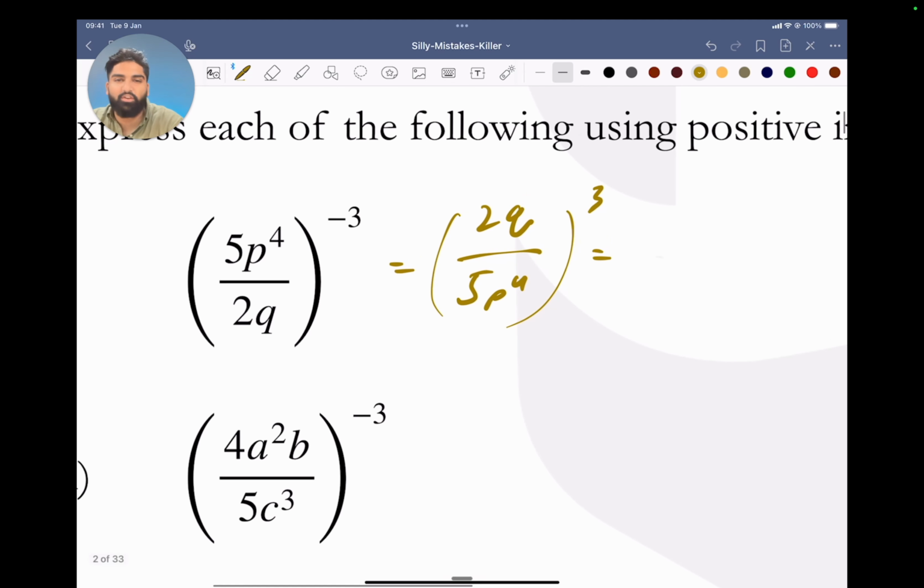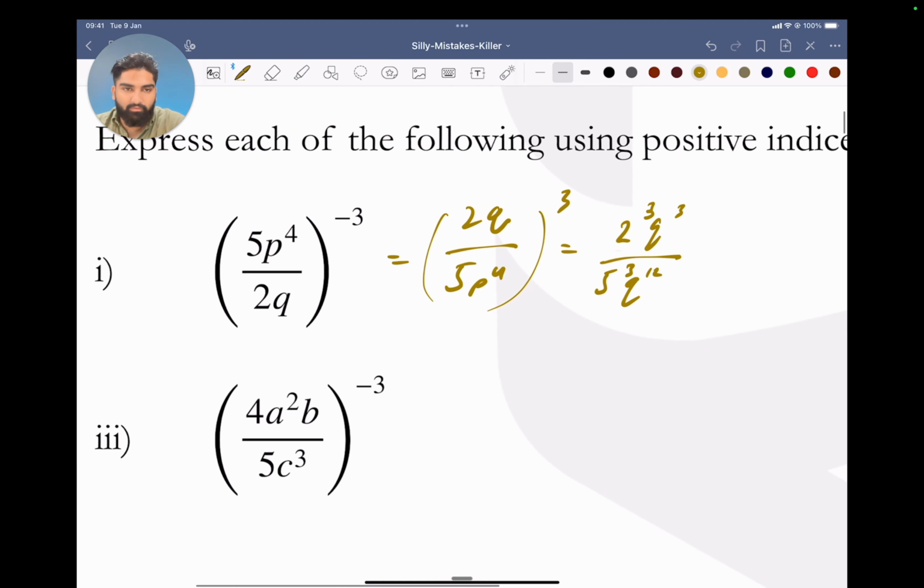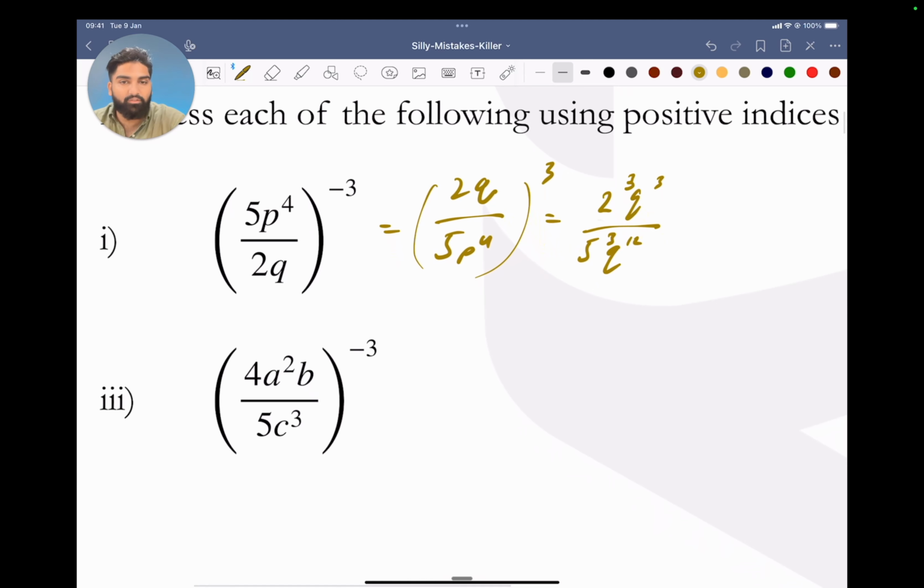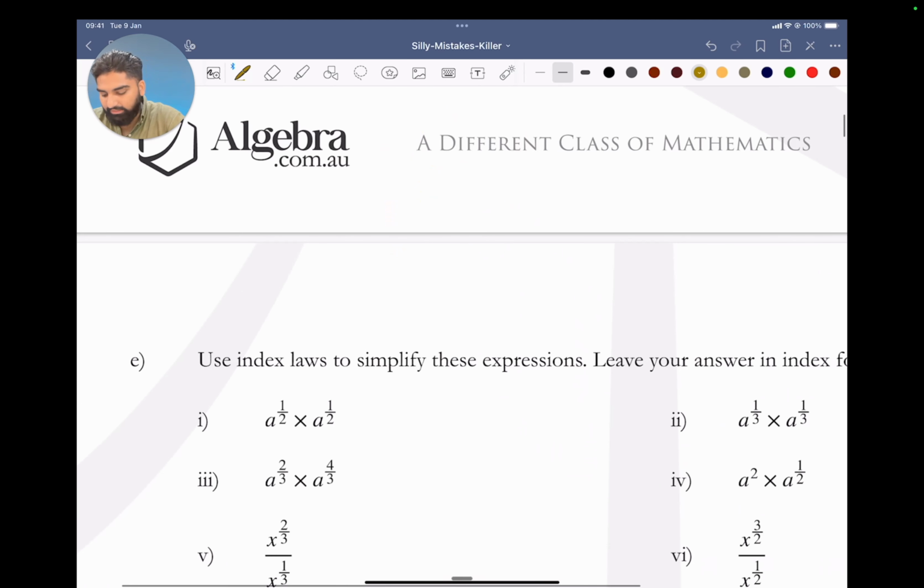And now the cube just goes to every single term. So it goes 2 cubed, q cubed, all over 5 cubed, and then what is it, q to the power of 4 times 3, which is 12. Cool. Now you can simplify this, like you can write down 2 cubed is 8 and 5 cubed is 125, but it's not going to really simplify anything, but you have to make sure your answers are fully simplified.